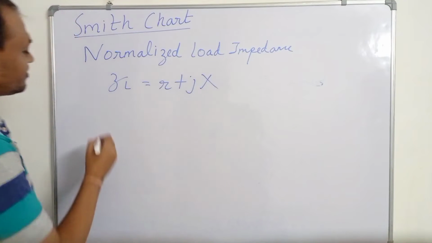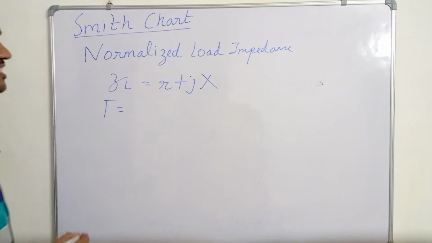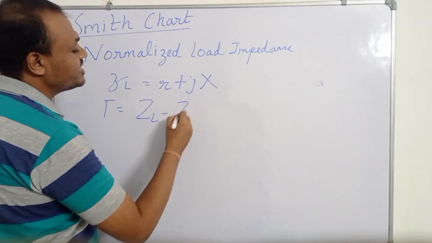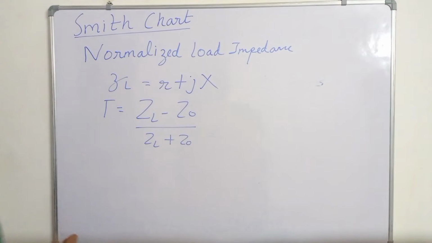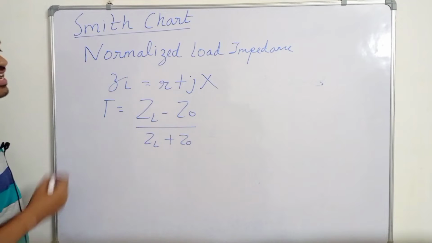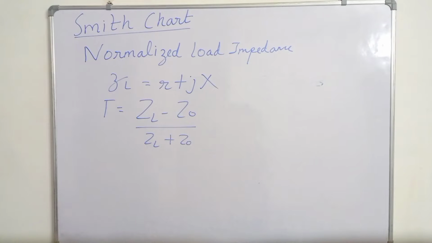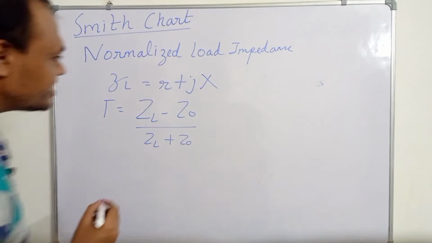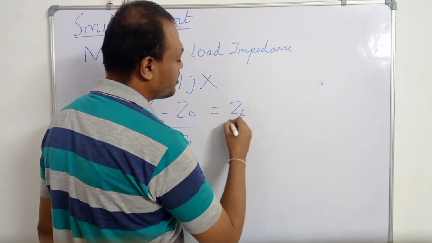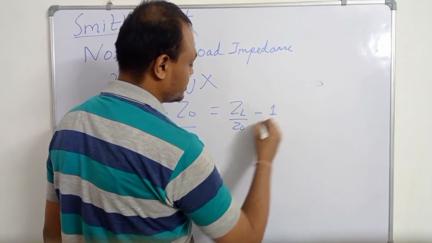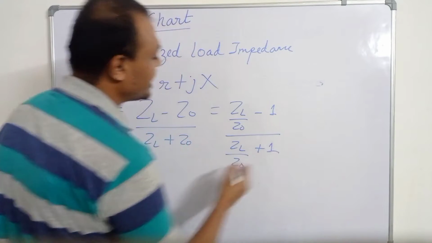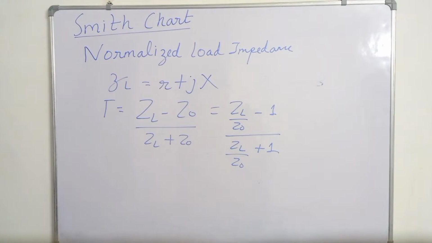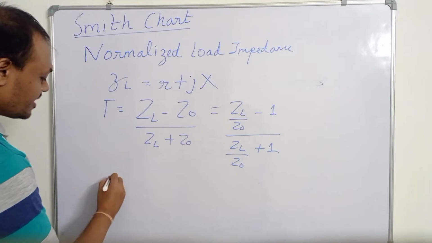Now, the reflection coefficient is given as capital ZL minus Z naught upon ZL plus Z naught. If I divide both numerator and denominator by Z naught, what we get is ZL upon Z naught minus 1 upon ZL upon Z0 plus 1. ZL upon Z0 is nothing but the normalized load impedance.